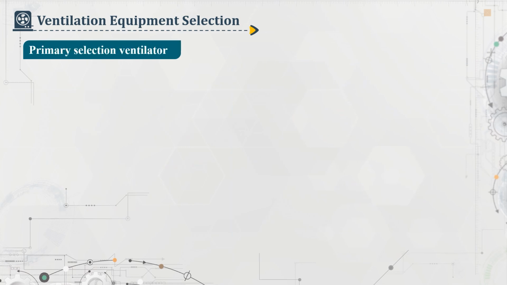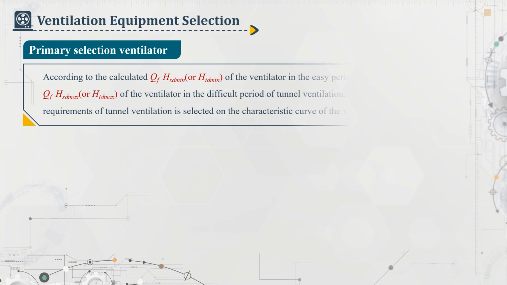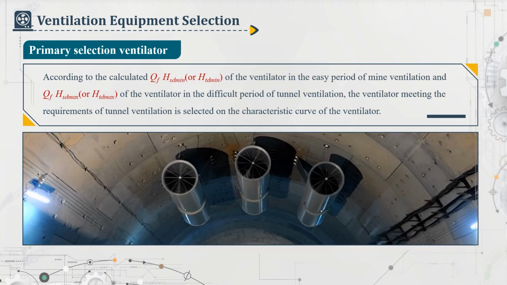Primary selection of the ventilator. According to the calculated QF, HSD minimum or HTD minimum of the ventilator in the easy period of main ventilation, and QF, HSD maximum or HTD maximum of the ventilator in the difficulty period of tunnel ventilation, the ventilator meeting the requirements of tunnel ventilation is selected on the characteristic curve of the ventilator.